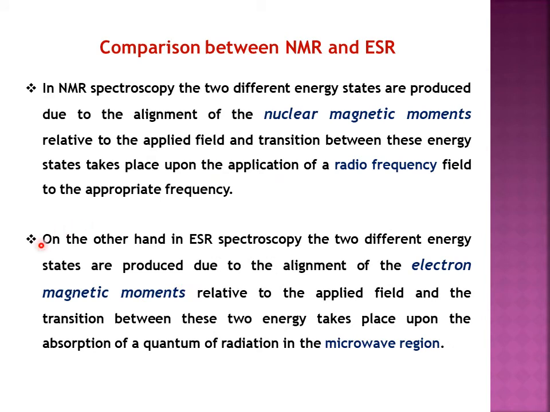Whereas in ESR spectroscopy, on the other hand, the two different energy states are produced due to the alignment of electron magnetic moments. So ESR spectroscopy is a study of electrons, whereas NMR spectroscopy is a study of the nucleus. The electron magnetic moments align relative to the applied field, and the transition between these two energy states takes place upon the absorption of a quantum of radiation in the microwave region.